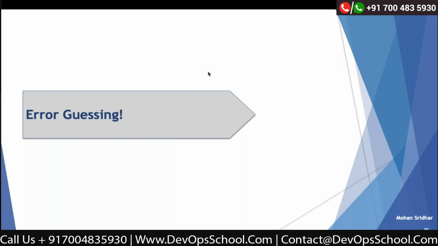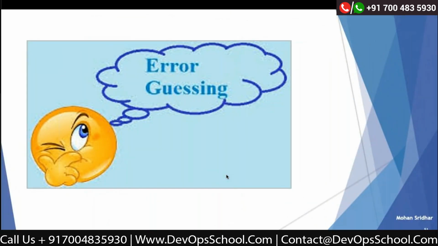Okay, so error guessing. Error guessing is used where some fields might not have any requirement. For example, a date field. There will not be any requirement for a date field.